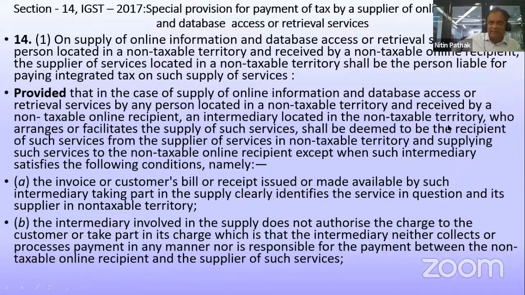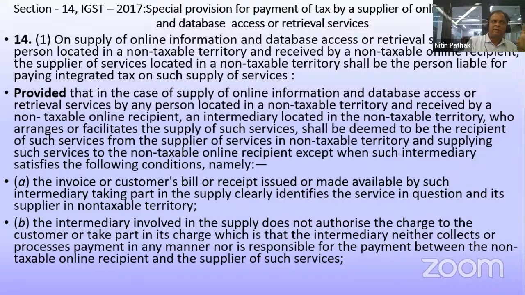the intermediary who arranges or facilitates the supply shall be deemed to be the receiver of services from the supplier in non-taxable territory and the supplier of services to the non-taxable receiver, except when such intermediary satisfies the following condition. Provided that in the case of supply of online information by a person, the intermediary located in non-taxable territory who arranges the facility will be deemed the supplier, except when such intermediary satisfies the following conditions. Intermediary, he doesn't have to pay tax. On behalf of that, he will pay tax when the invoice or customer bill or receipt issued or made available by such intermediary is taking part.